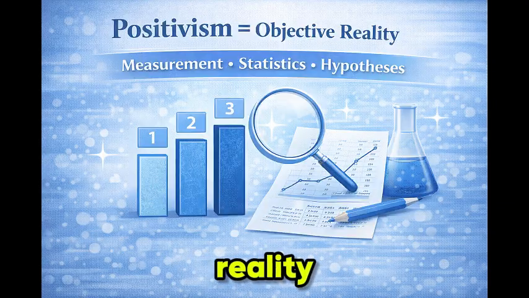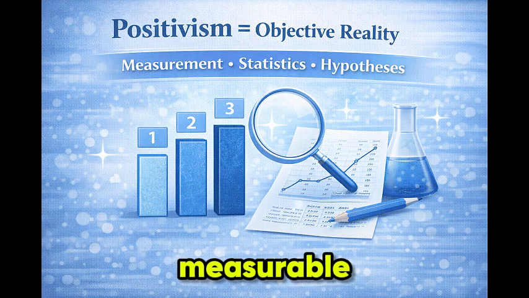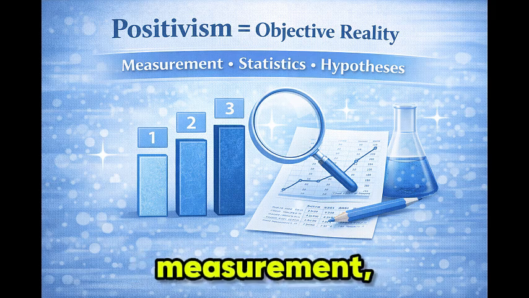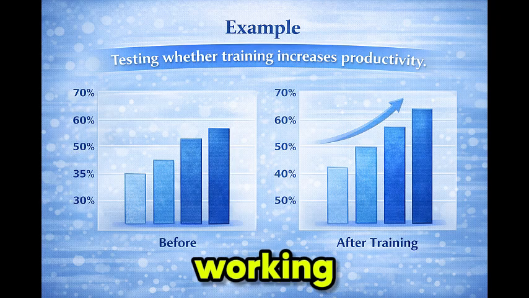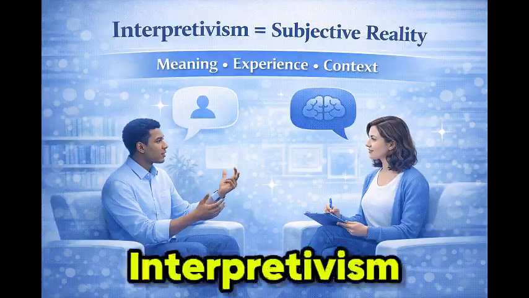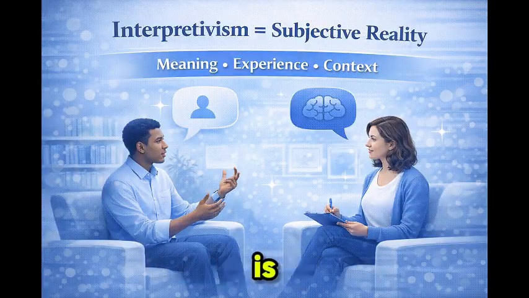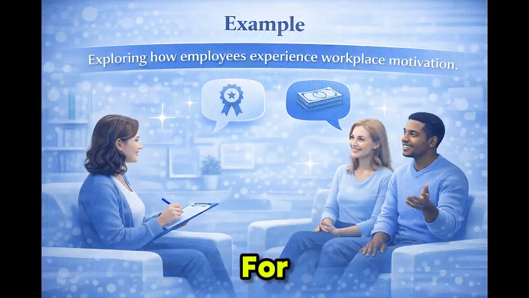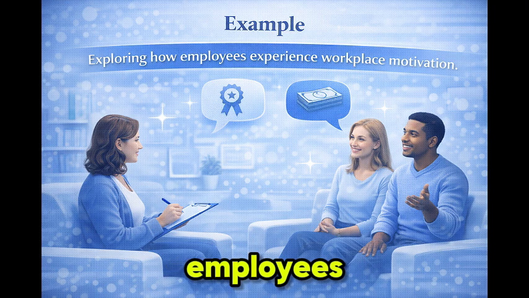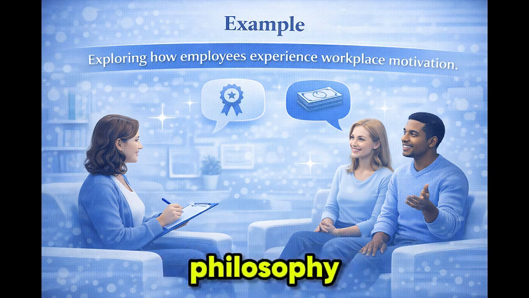Positivism assumes that reality is objective and measurable. Knowledge comes from observation, measurement, and statistics. For example, if you want to test whether training increases productivity, and you measure output before and after training, you are working from a positivist philosophy. Interpretivism assumes that reality is subjective and socially constructed. Meaning depends on context, culture, and human experience. For example, if you study how employees feel about motivation through interviews, you are using an interpretivist philosophy.